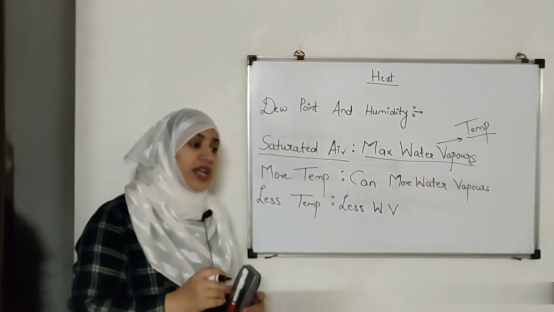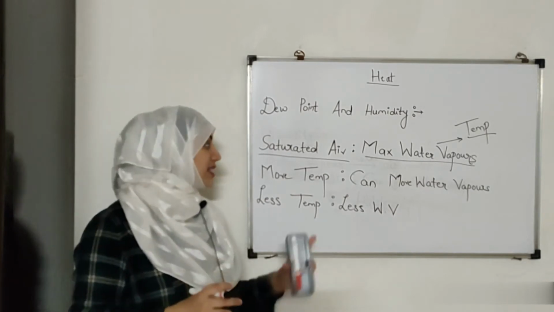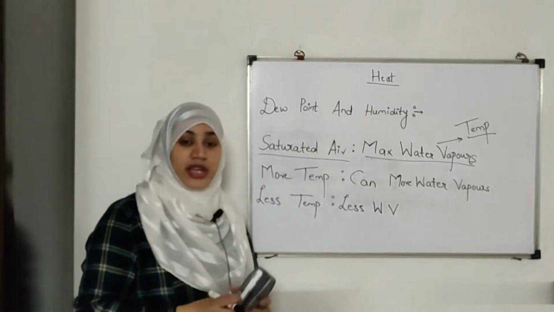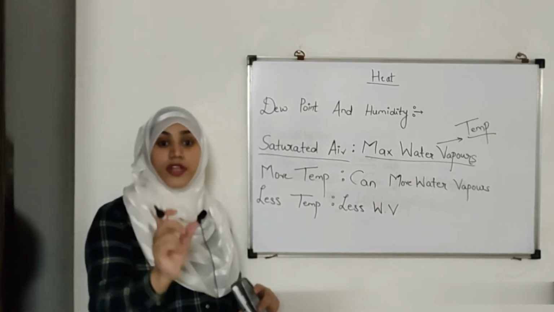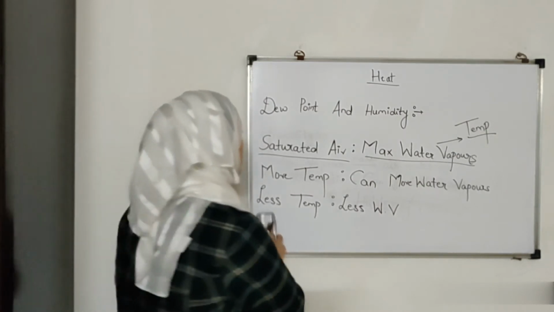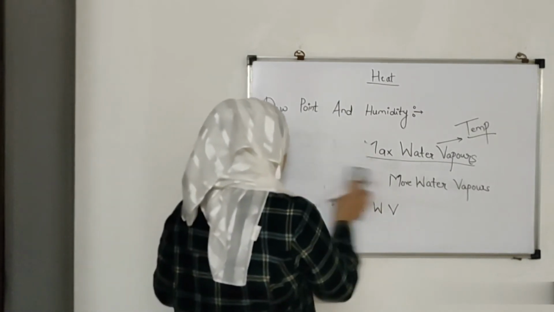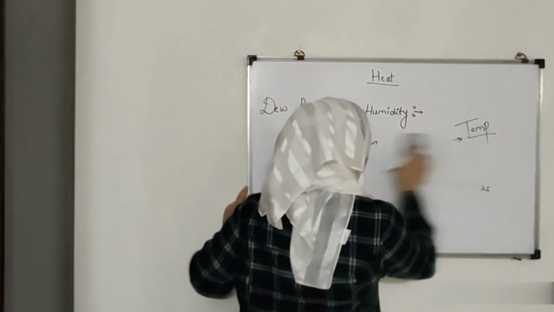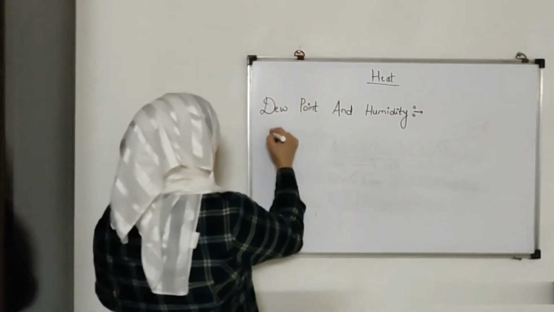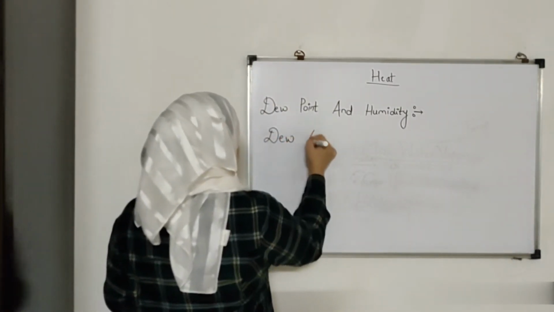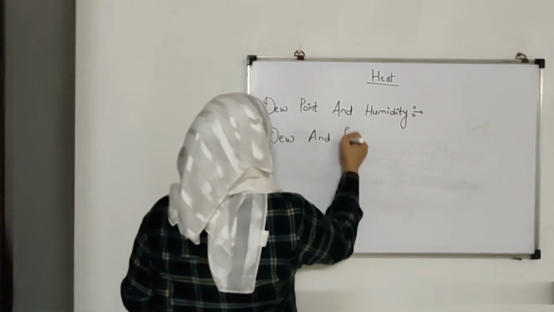See, now what is the effect of humidity? The effect of humidity is that we have the formation of dew and fog. How are the dew and fog formed?